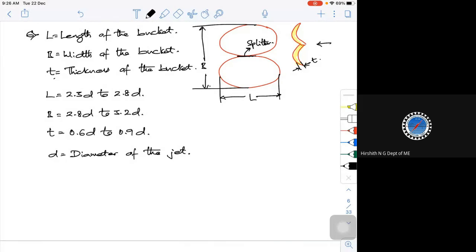Fine. So this is about your Pelton wheel.